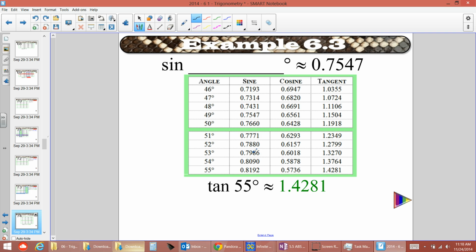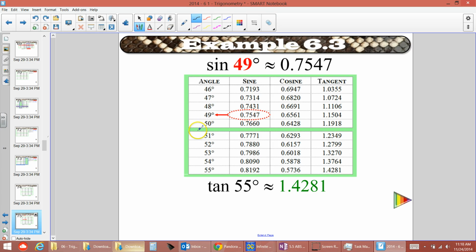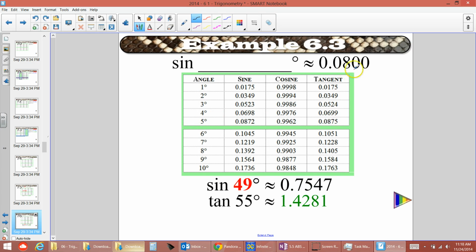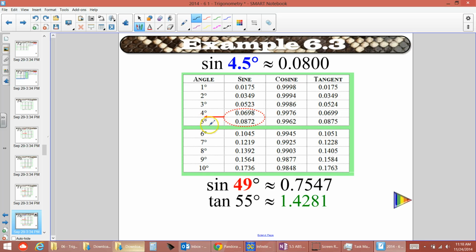So now it says we're looking for a sine of some angle that comes out to be this big. So I go to sine, and I scroll down until I find the one that matches. It matches here, so my angle is 49 degrees. Now it says I'm looking for 0.088 in a sine value. So here's sine. Well, that's too big, but this one's too small. So I'm somewhere between 4 and 5. So I just put 4.5, and we'll call it good.